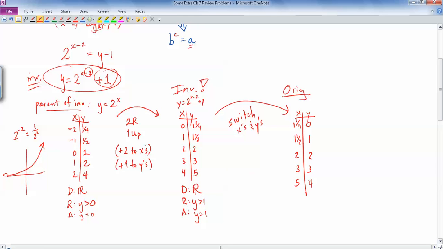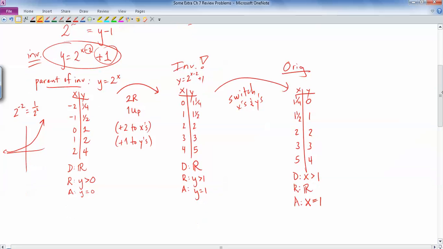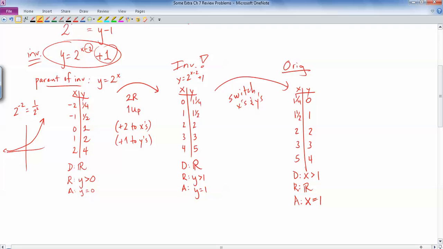And if I switch the x's and y's, then the range of the inverse becomes the domain of the original. The domain here becomes the range. So now the range is all real numbers. And the asymptote, instead of being y equals 1, becomes x equals 1. So now we can graph this. So I'll scroll over a little bit.